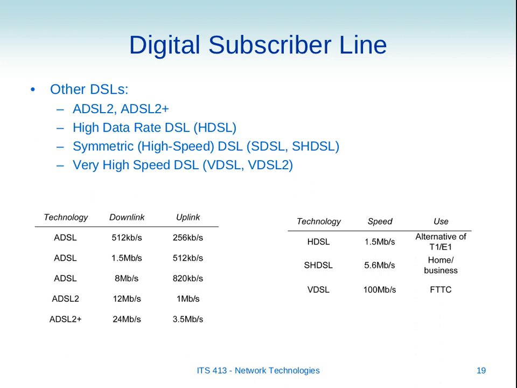It differs between different internet service providers inside Thailand today as to what's supported. It also depends upon the distance you are from the exchange. But the technology can go up to about 24 megabits per second download, at the same time 3.5 megabits per second upload with ADSL 2+.